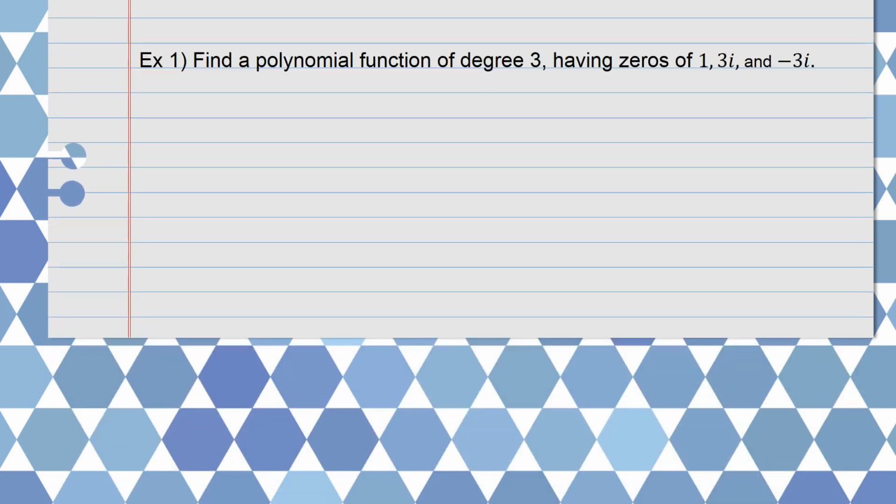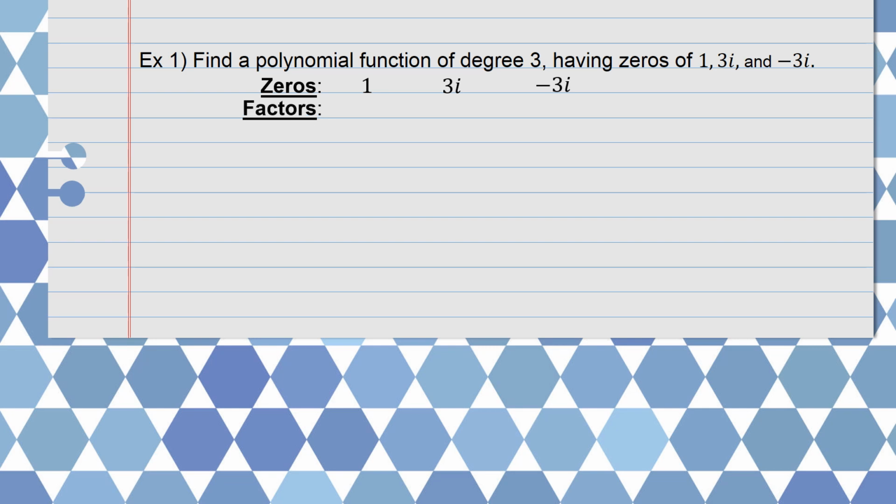Example 1. Find a polynomial function of degree 3 having zeros of 1, 3i, and negative 3i. Well, first, let's identify the zeros. They said it has a zero of 1, 3i, and negative 3i. Now, if we have the zeros, we can find the factors.